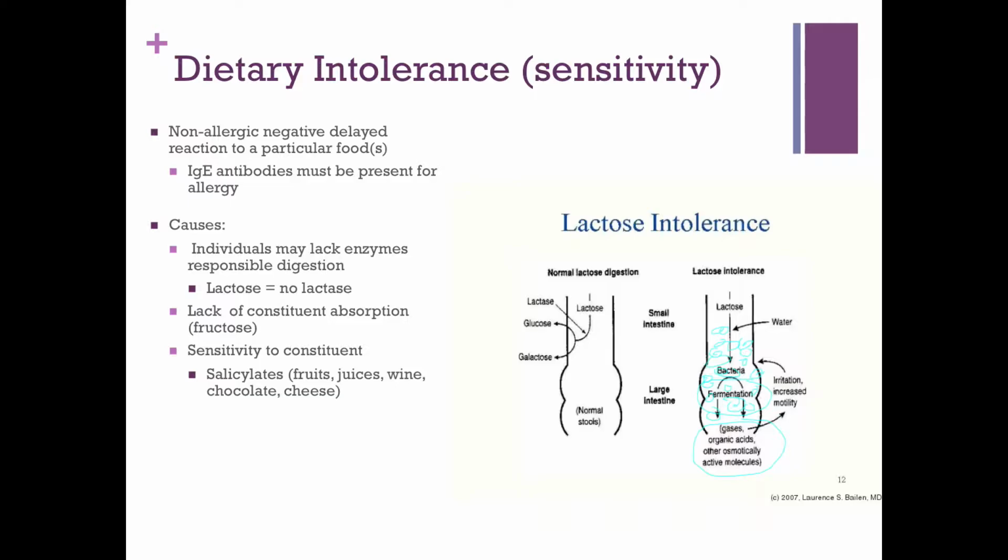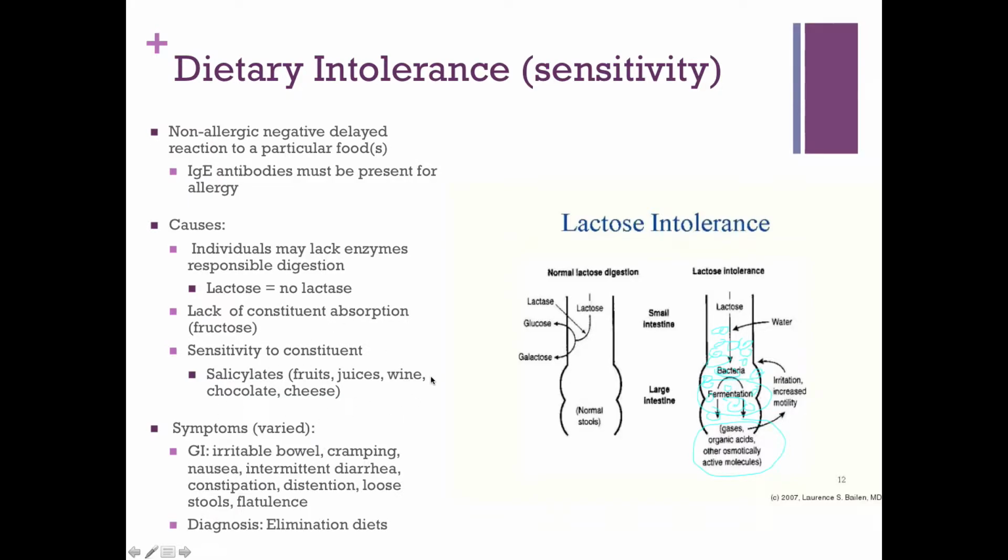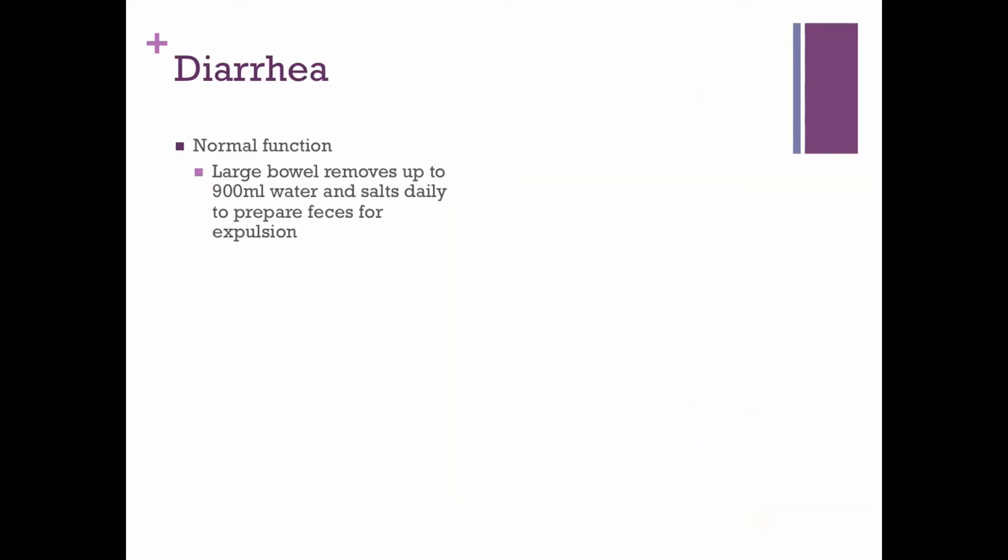So some people have salicylate sensitivity. The easiest way, if somebody is drinking age, to see if they're salicylate sensitive is to drink a glass of red wine. If they get a headache from it, that usually means they're salicylate sensitive. So that means that there's some sort of physiologic effect that can be linked to the food. And then depending on what type of intolerance it is, symptoms are very varied. So GI irritable bowel, cramping, nausea, diarrhea, constipation, distension, loose stools, and flatulence. And as I mentioned, these are diagnosed by elimination diets.